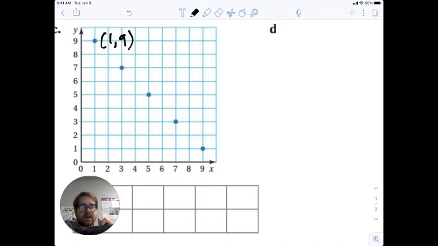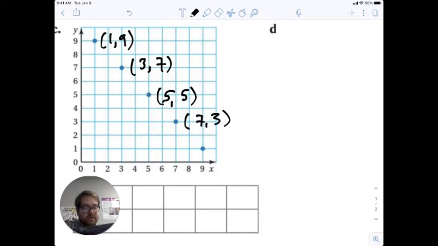Okay, so 1, 9. Now what is the coordinate point of this one? That's at 3 on the x-axis, and that goes up to 7 on the y-axis. So it went over to 3 on the x, up to 7 on the y. And so the coordinate point is 3, 7. Next, this one is at 5, 5. Over to 5, up to 5. This one is at 7, 3. And this one is at 9, 1.